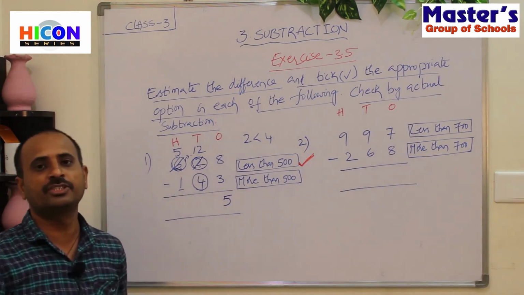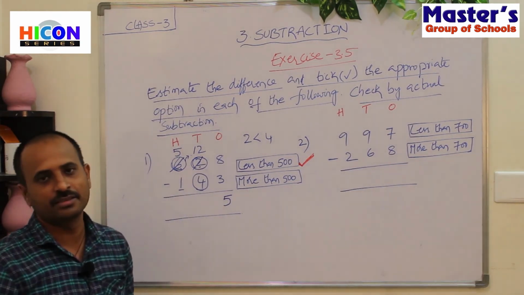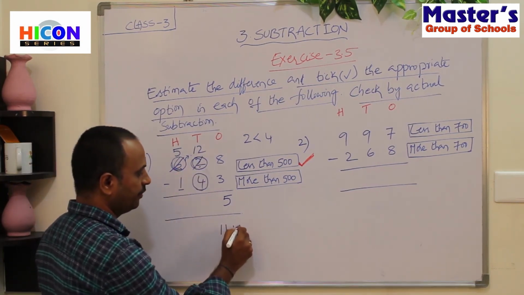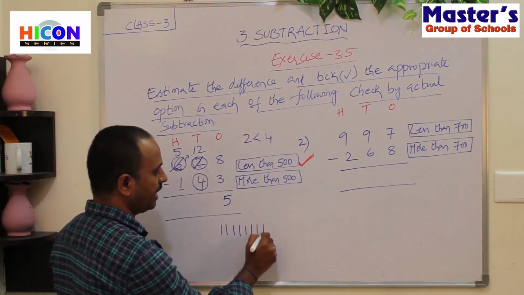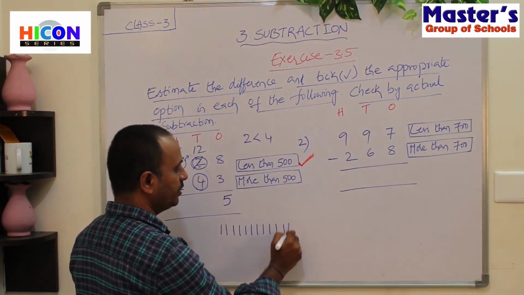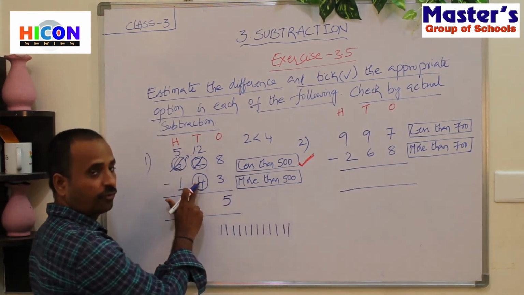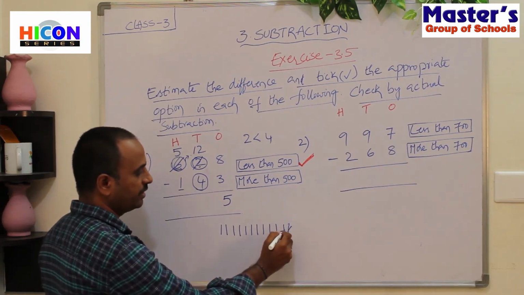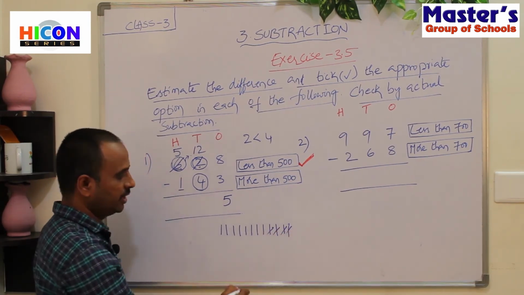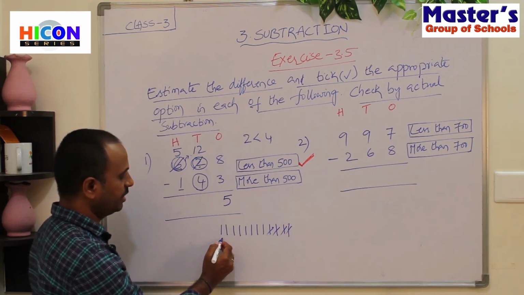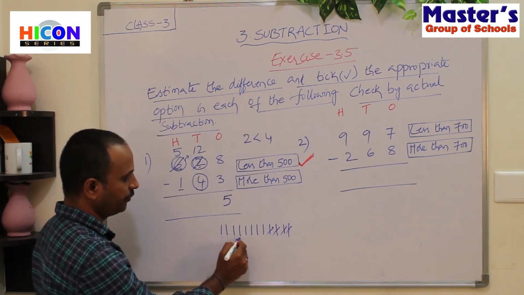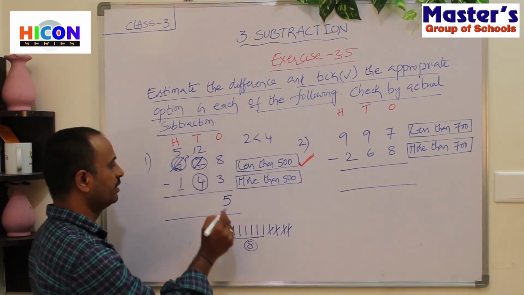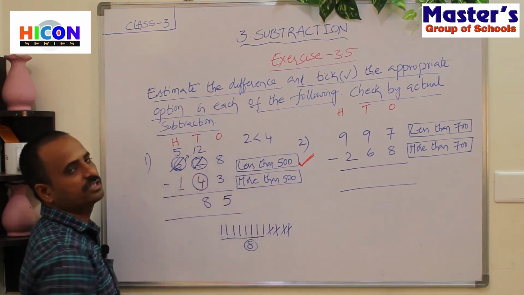We can do the subtraction by using lines. So draw 12 lines. 1, 2, 3, 4, 5, 6, 7, 8, 9, 10, 11, 12. And strike off 4 lines among these 12 lines. 1, 2, 3, 4. Children, count how many lines are remaining. 1, 2, 3, 4, 5, 6, 7, 8. There are 8 lines remaining. So write 8 under the tens place.